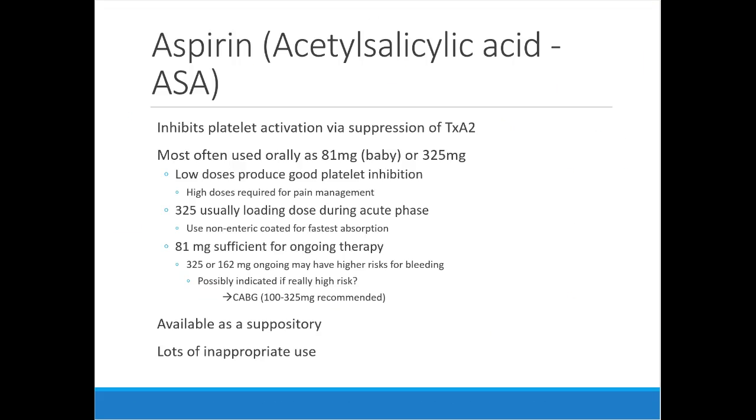Aspirin is acetylsalicylic acid. ASA is a common abbreviation used for aspirin. Often given as a baby aspirin, 81 milligrams, or 325 is the full strength, depending on the different diagnosis you have. Again, not going to be super important for your practice, but if you do have people post-MI or post-CABG, they're going to be probably on an aspirin for the most part.